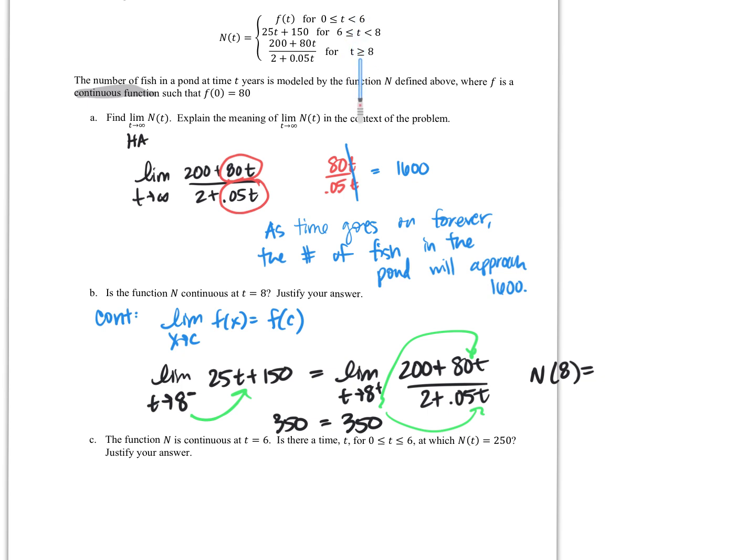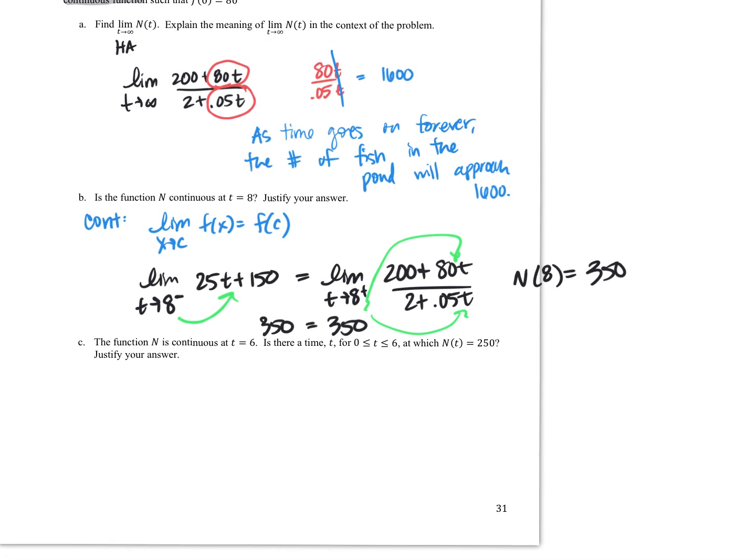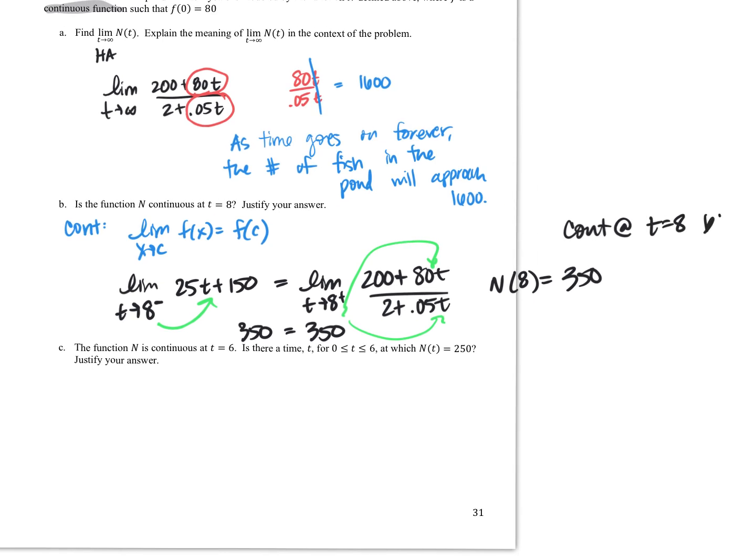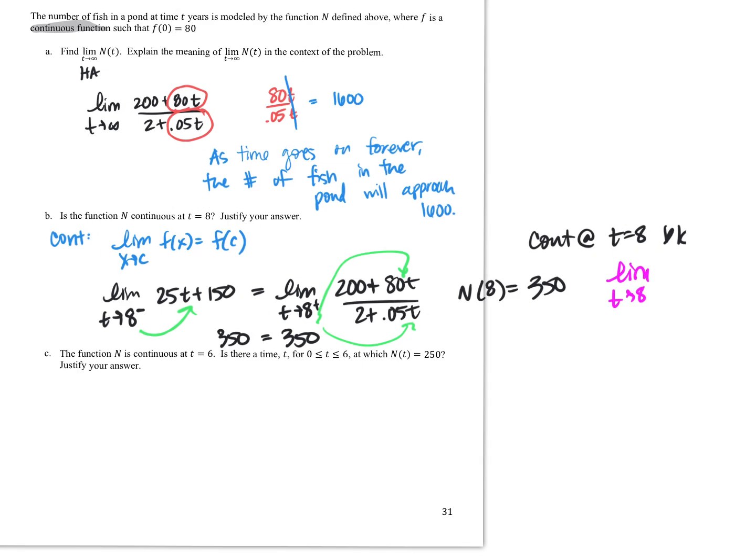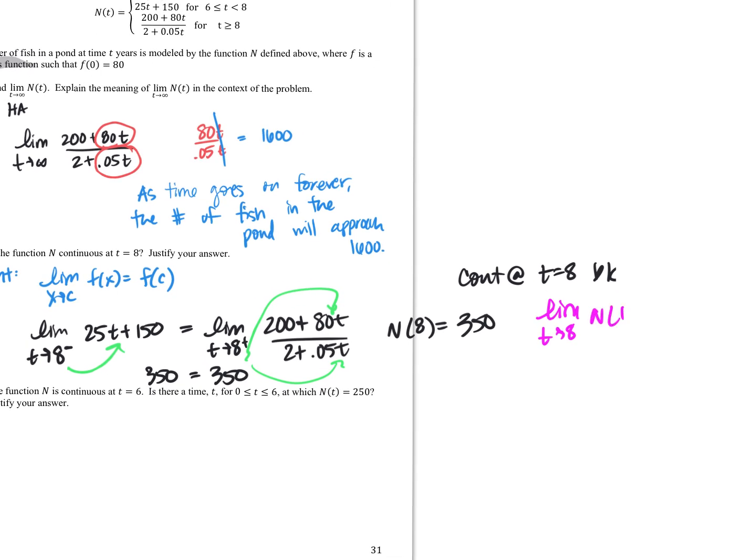Which one of these would I plug in 8 to? Top, middle, or bottom, if my t is 8? The bottom, right? Didn't we already plug it into the bottom right there? And what did you get? 350. So are we going to say this is continuous or not? Yes. So we're going to say continuous at t equals 8 because the limit as t approaches 8 of n of t equals n of 8. That is my perfect notation.